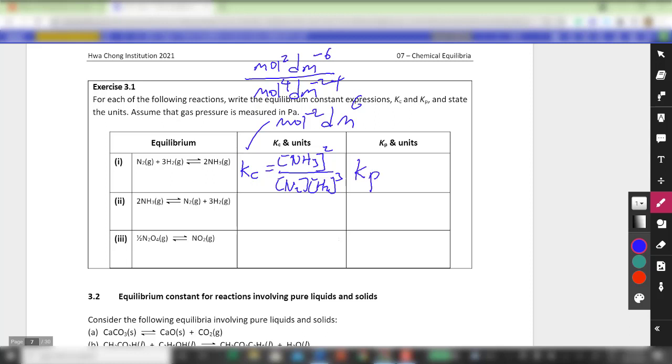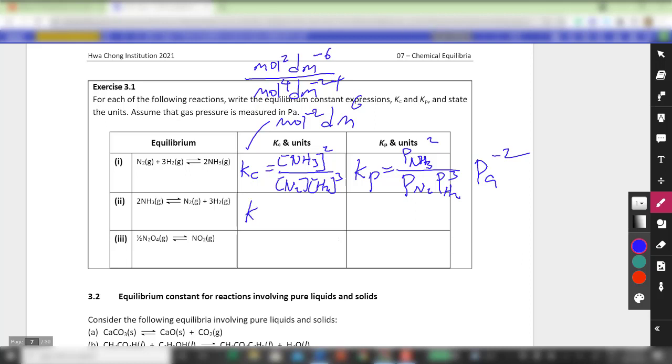So Kp will be equal to the partial pressure of ammonia raised to the appropriate power, which is 2, over the partial pressure of N2, and then the partial pressure of H2 raised to the power 3. And then, of course, the units will be simple. That will be Pa to the power minus 2. For the reverse reaction, the reverse will be the reverse.